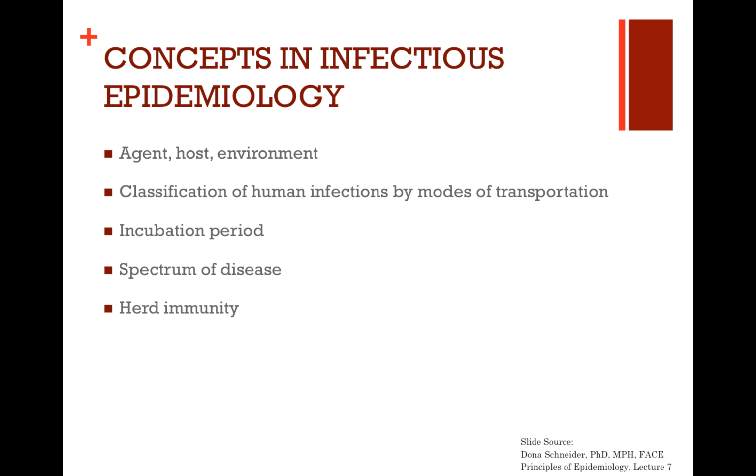And so when we're studying infectious disease and thinking of it in terms of epidemiology, there are some concepts we need to understand, and we'll go through each of these. One is the relationship between the agent, host, and environment. If we're going to study a disease and its patterns, we need to know its modes of transportation. We need to understand the incubation period, the spectrum of disease, as well as concepts in herd immunity. And I'll go through each of these.